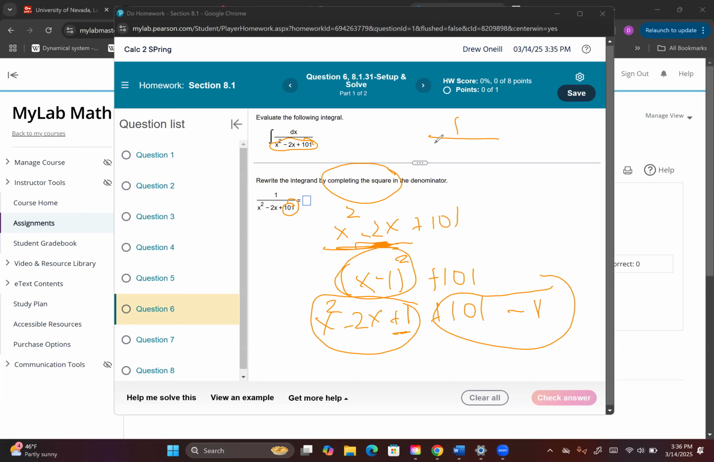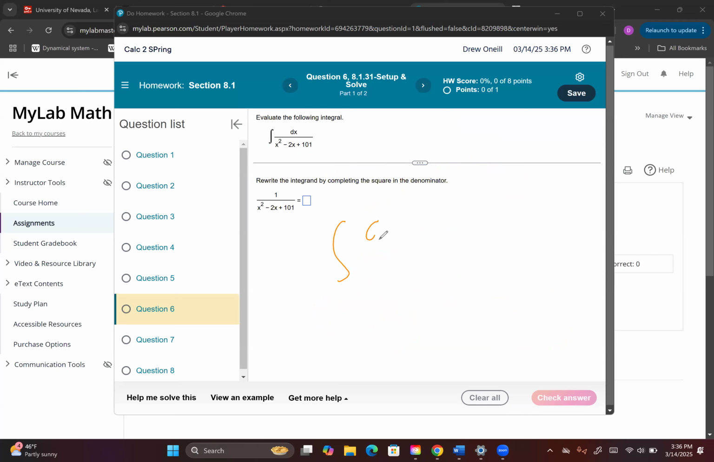So what we have is 1 over x minus 1 squared plus 100, but again, we have a perfect square. So we have 1 over x minus 1 squared plus 10 squared. Oh, what do we want to do? Well, let me rewrite this. So we have this. We're going to say this is 10 squared.